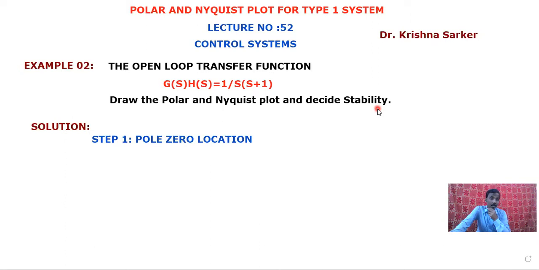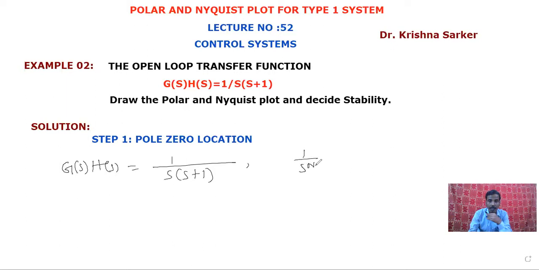So what is the given open loop transfer function? G(s)H(s) equals 1 by s into (s plus 1). This is a type 1 system because there is only one pole at the origin. In this case, 1 by s to the power n means a type n system, and in this transfer function n equals 1, that means 1 by s to the power 1. That's why this is a type 1 system.